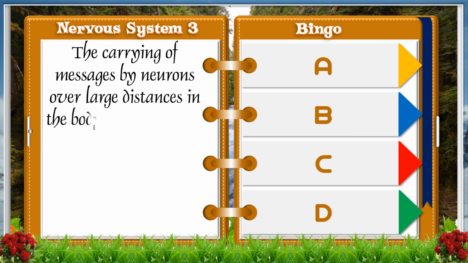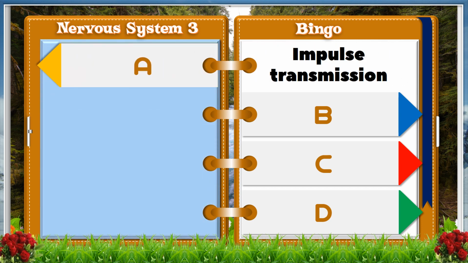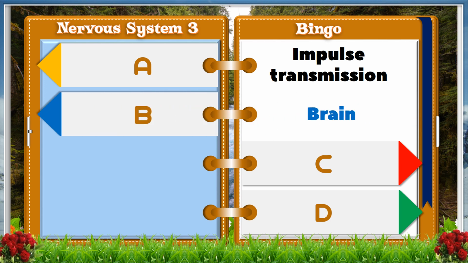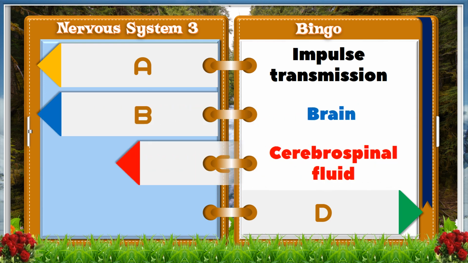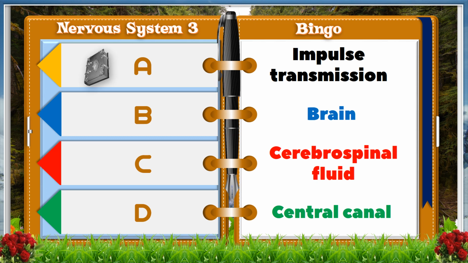The carrying of messages by neurons over large distance in the body with no loss of intensity involves the movement of ions in and out of the neurons. A. Impulse transmission. B. Brain. C. Cerebrospinal fluid. D. Central canal. And the answer is A. Impulse transmission.